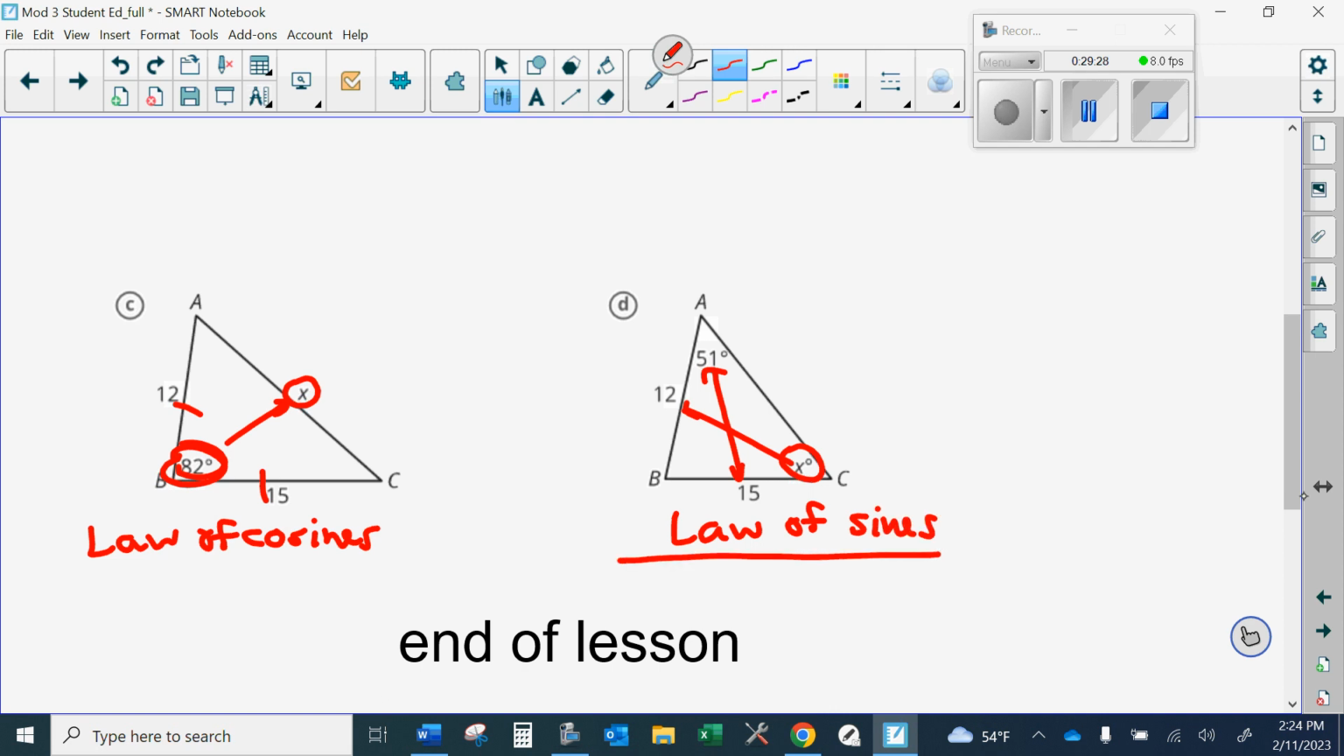Okay, so that's the end of the lesson, almost 30 minutes. Again, this will be worth watching a couple of times. You will use this in Algebra 2 as well, so you'll be retaught this in Algebra 2.